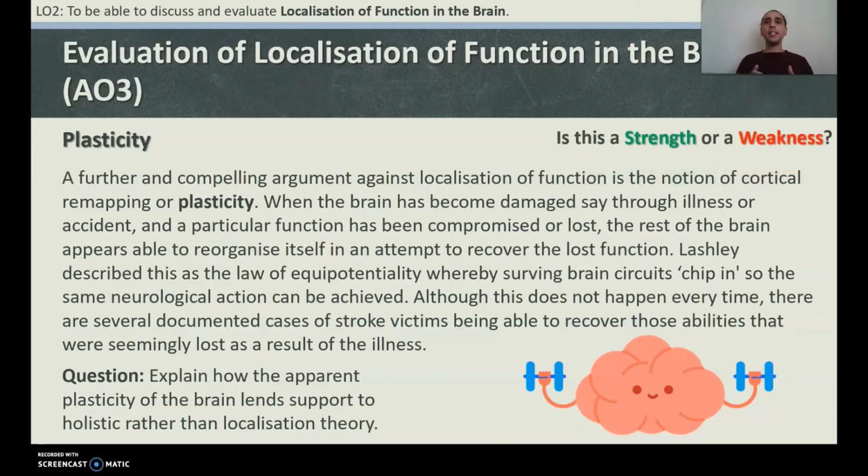So, is this a strength or a weakness? This is a weakness because it's suggesting that actually it's not specific areas of the brain that are required to deal with certain psychological functions or certain physical movements or actions. Actually, other parts of the brain can also help out. Explain how the apparent plasticity of the brain lends support to holistic rather than localization theory.